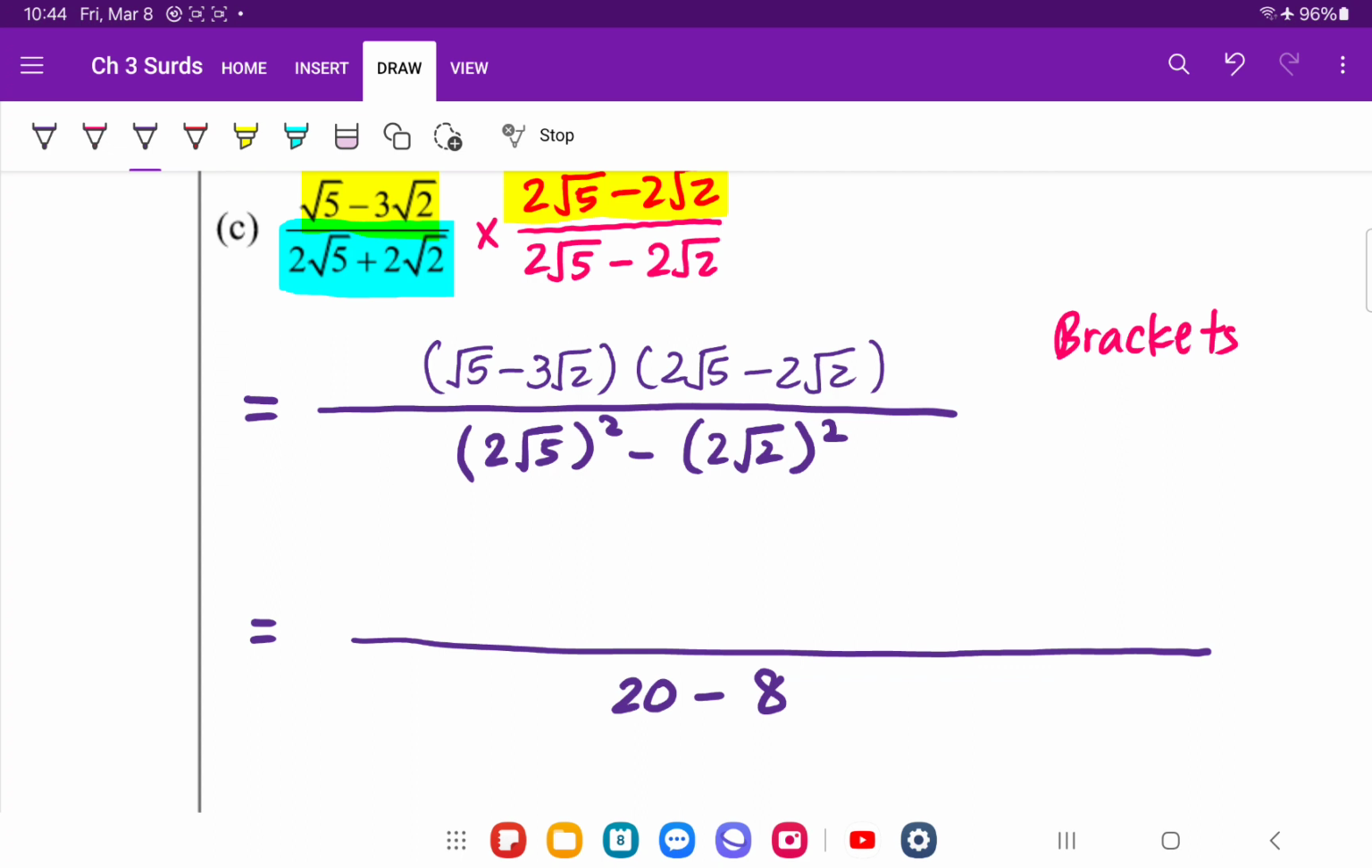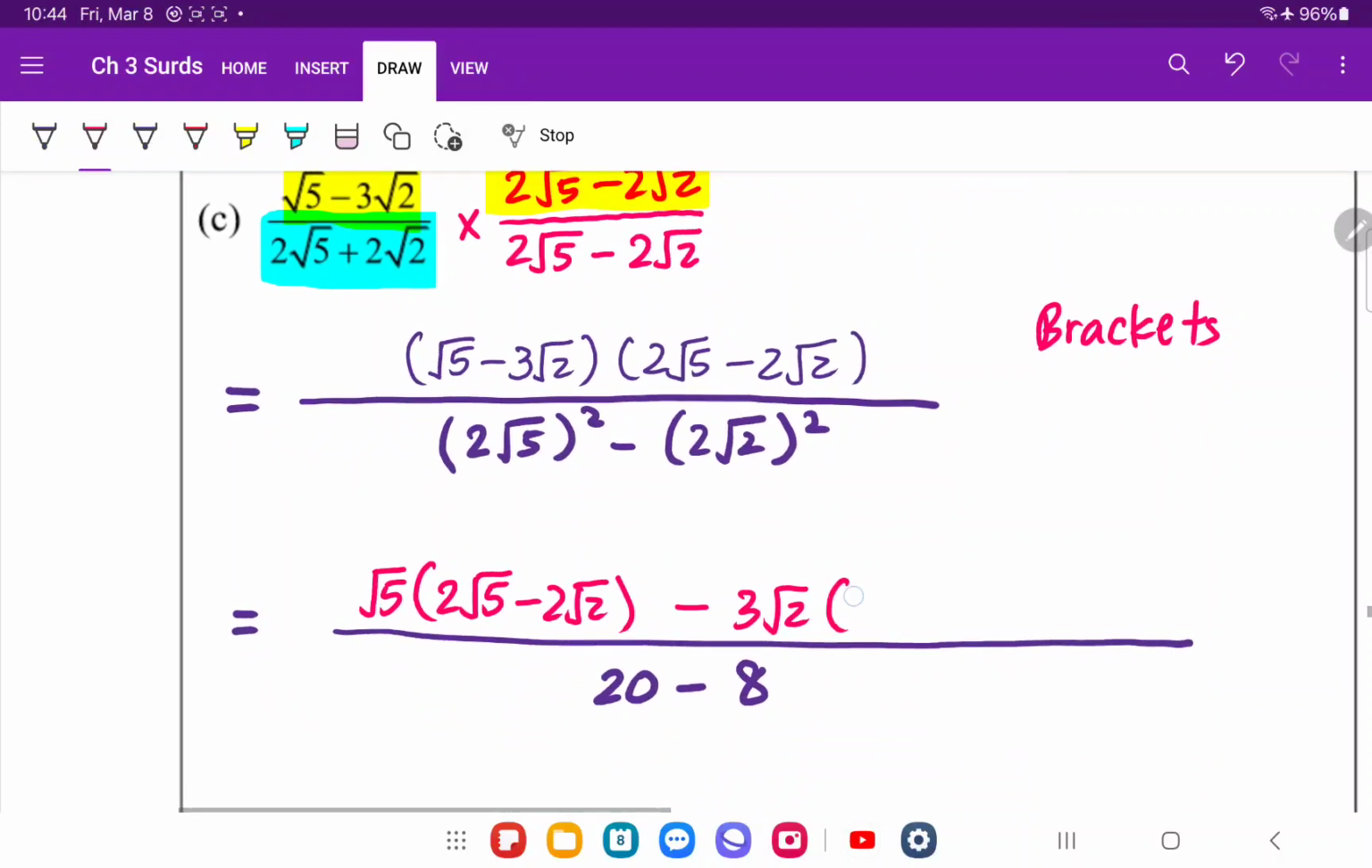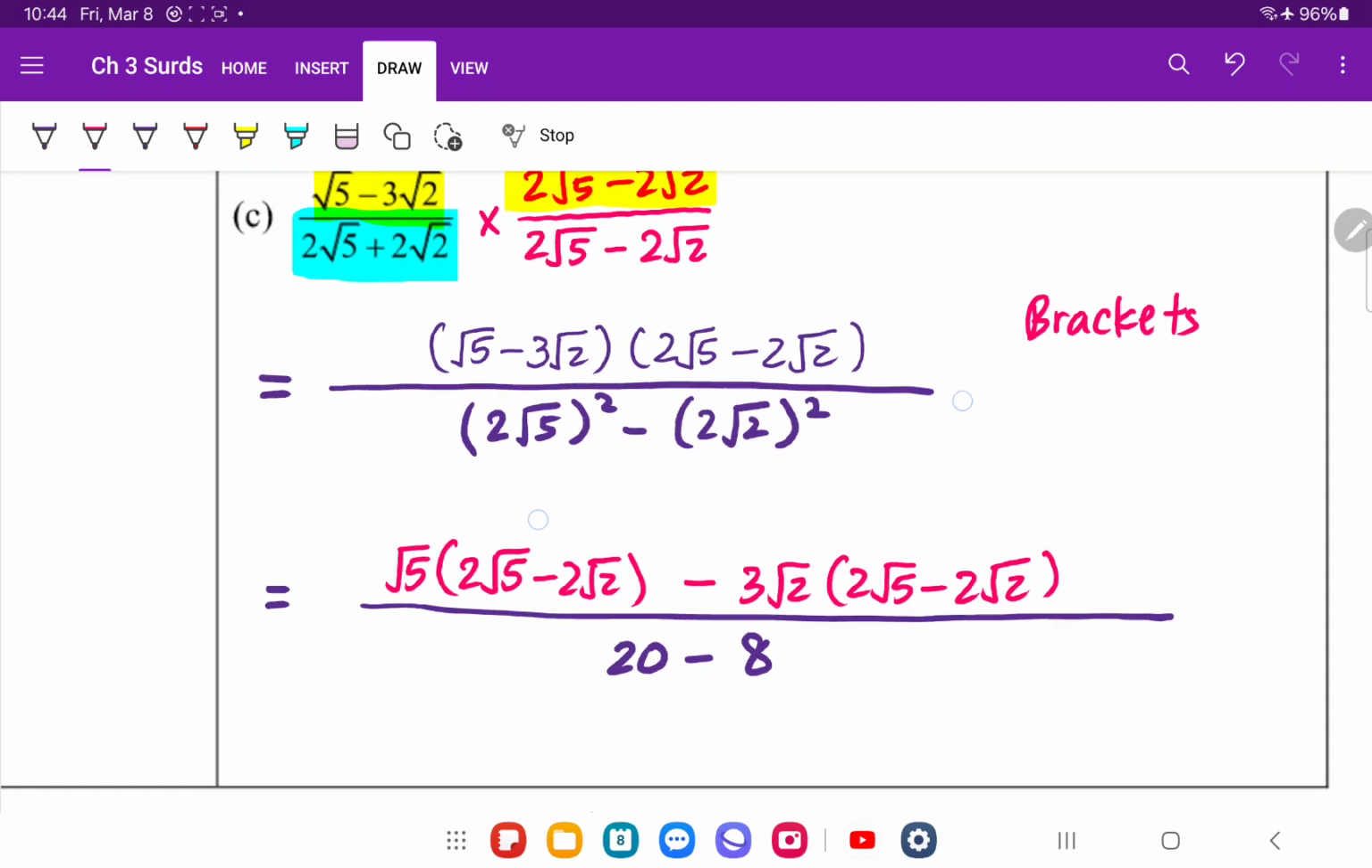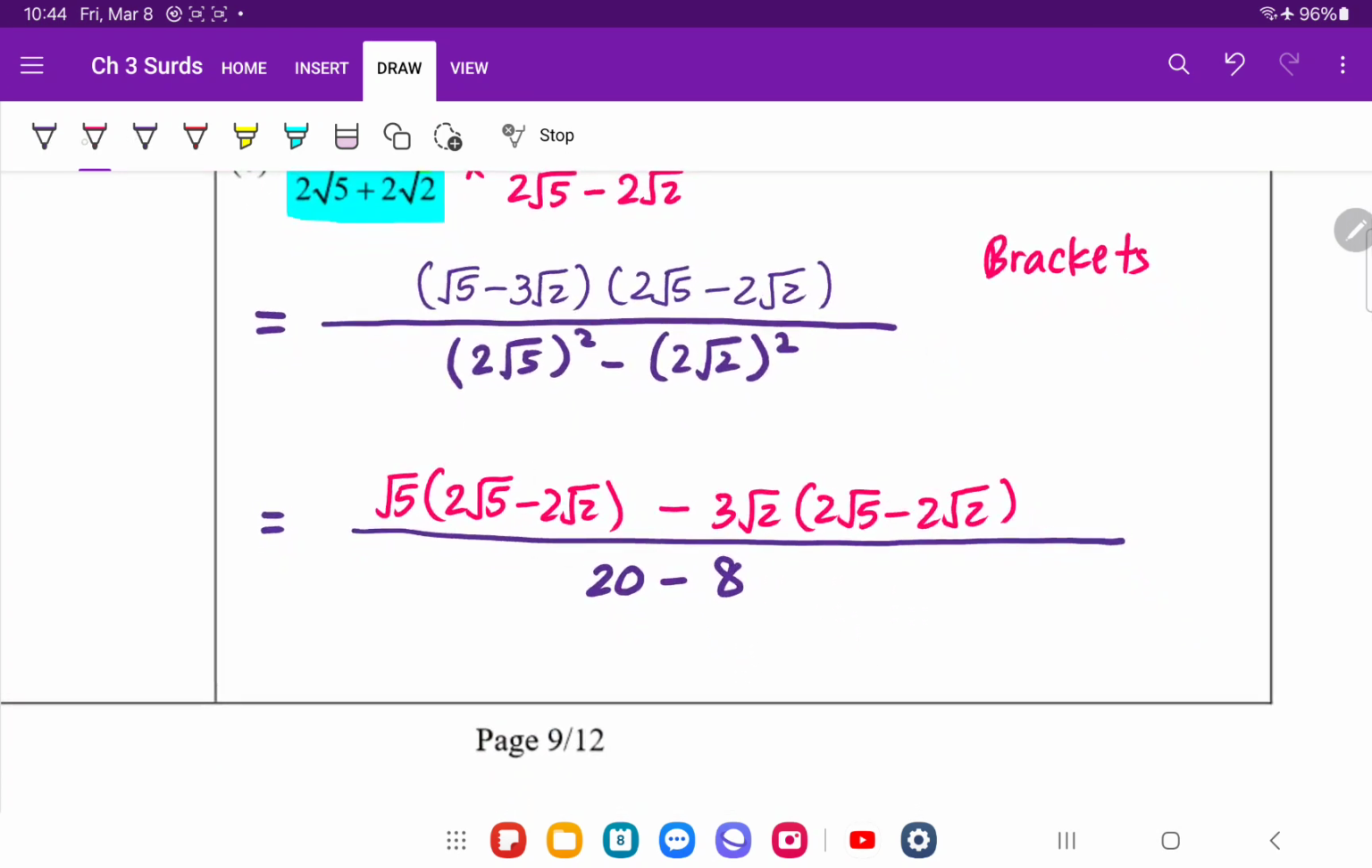Okay, numerator, you must do the technique that we did just now. Do it slowly, rainbow. The first rainbow will be square root 5 times 2 square root 5 minus 2 square root 2. The second rainbow is 3 square root 2 times 2 square root 5 minus 2 square root 2. Now, the denominator is very easy. It becomes 12 already. But the numerator, I'm going to check with 4 people.